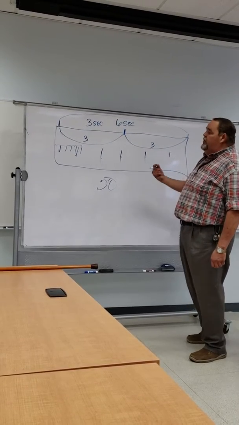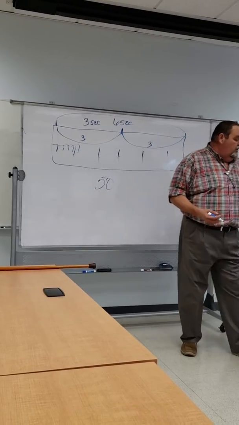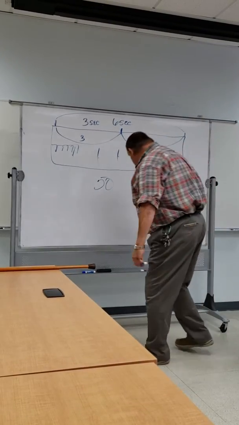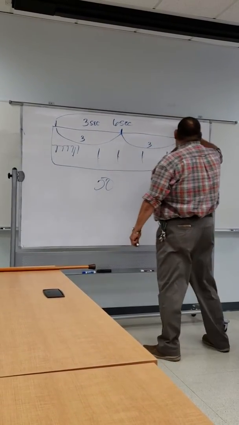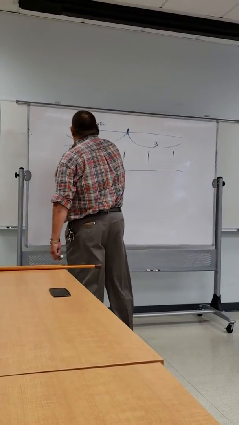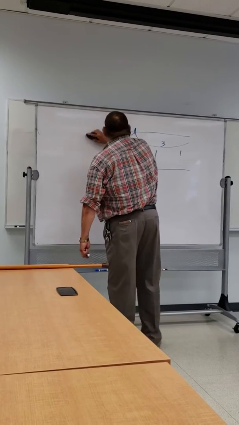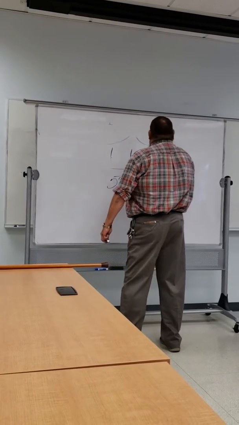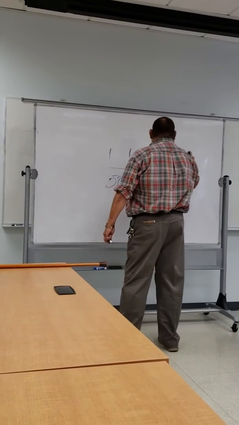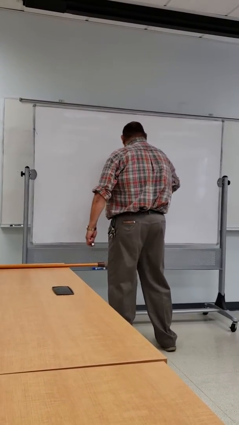Now, there's another way to figure it out, and we'll do that in a minute. You're going to have to have a piece of paper for that. Okay? This is how you figure out the heart rate. Take how many you count in 6 seconds, multiply it by 10. That will give you the rate.